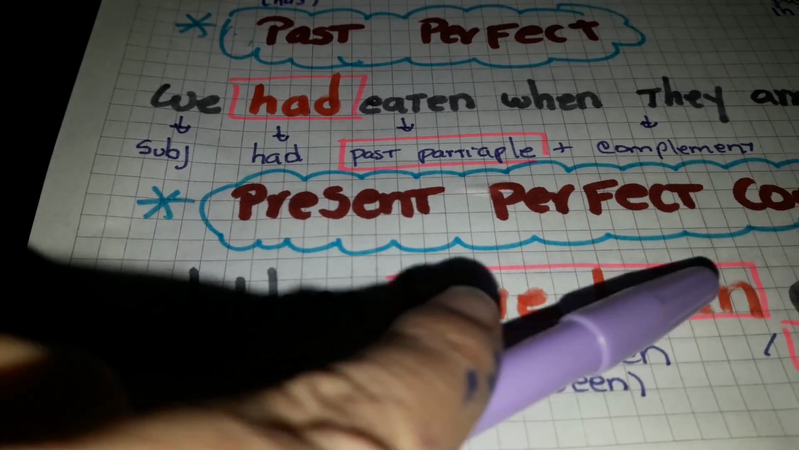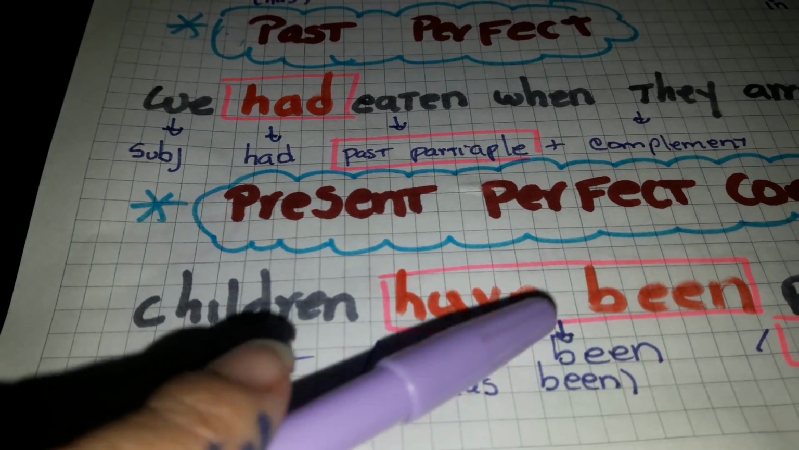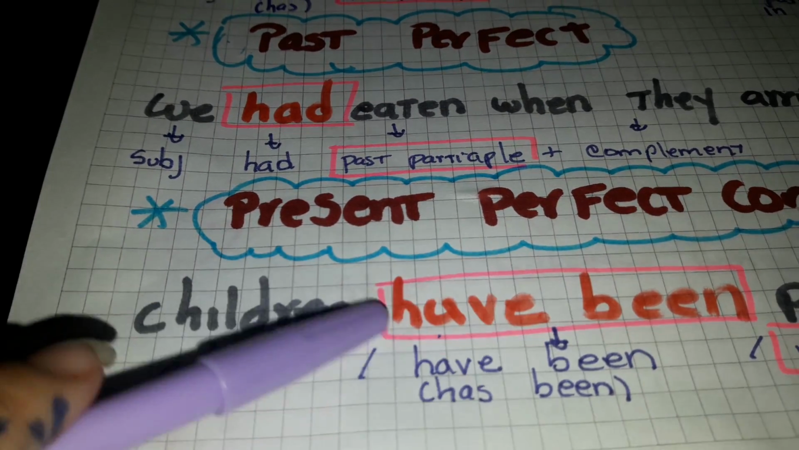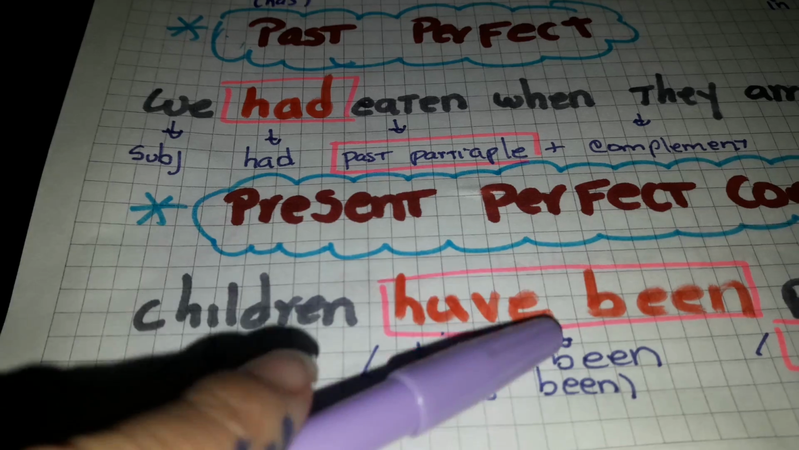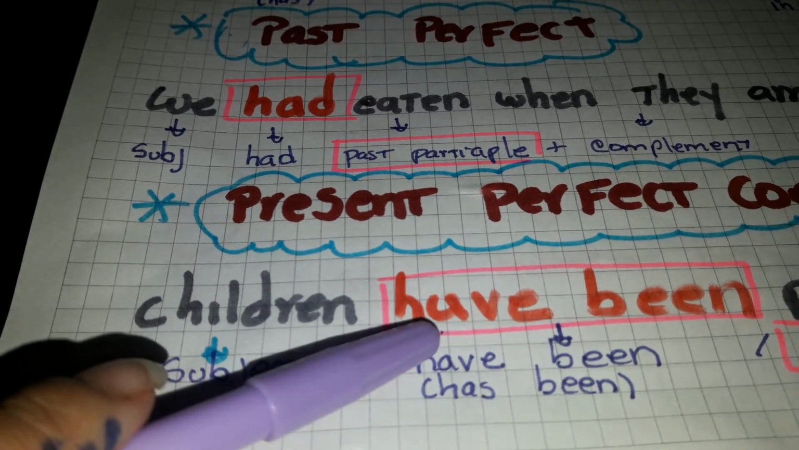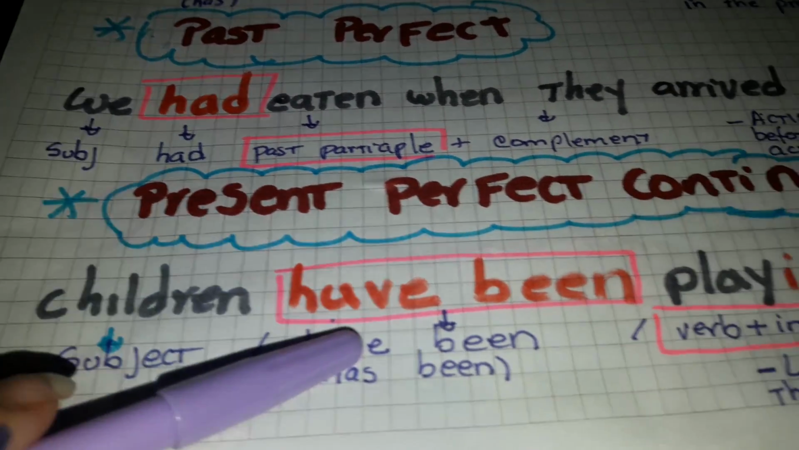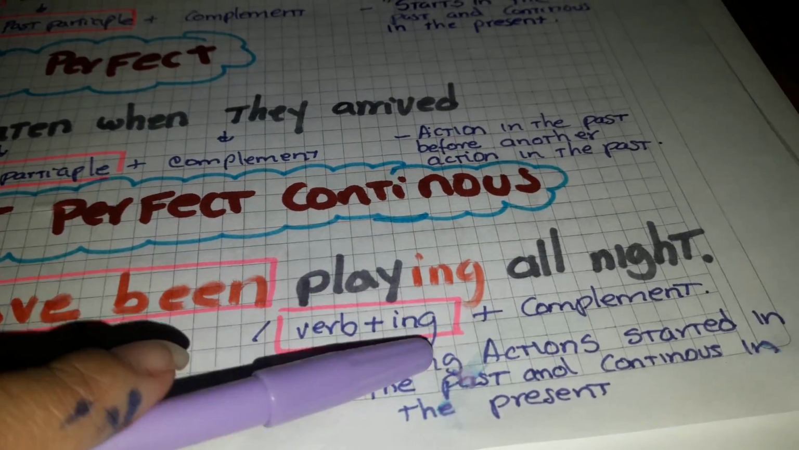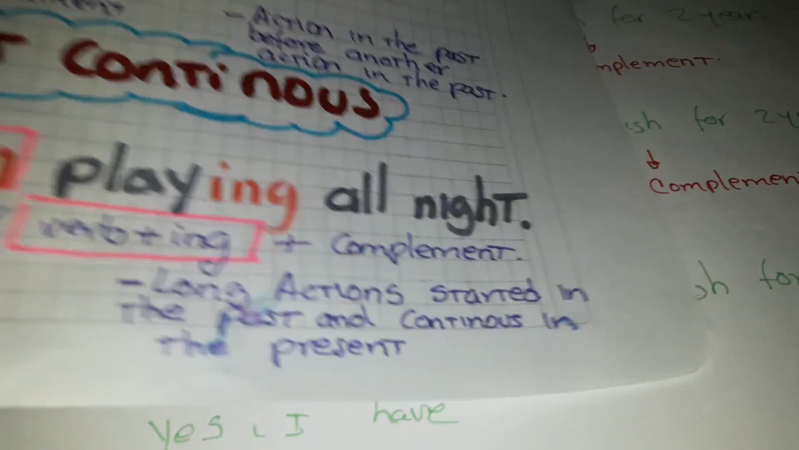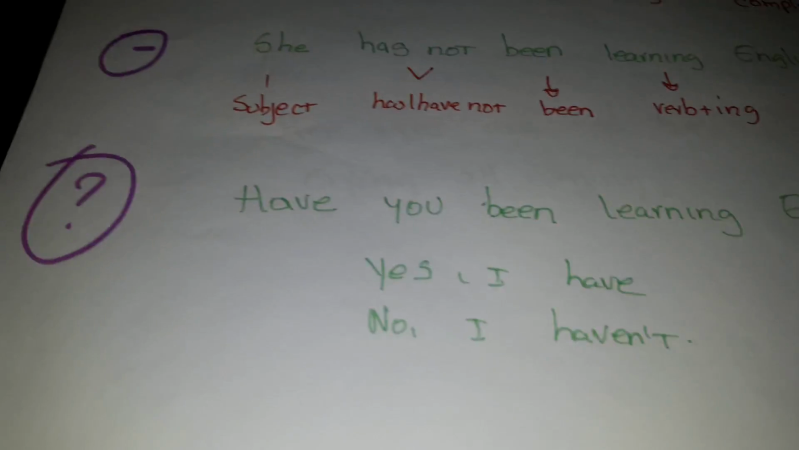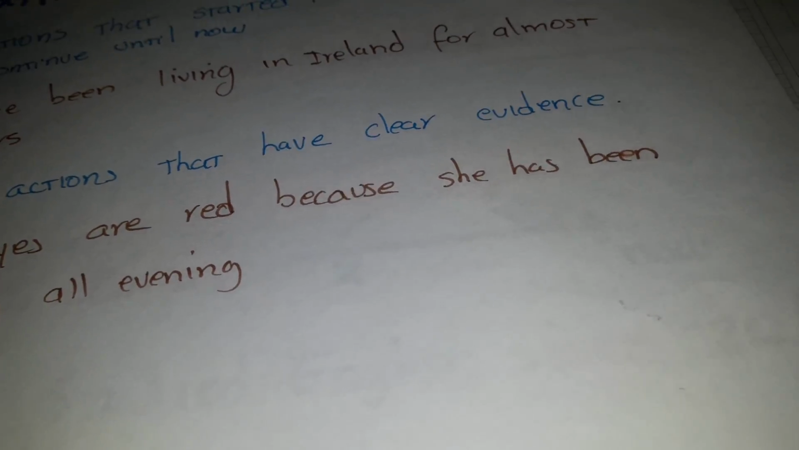Children have not, or children haven't. It is negative. It will be negative. Have not or haven't been playing all night. Okay? This is a review, only a review about this, and present perfect continuous.